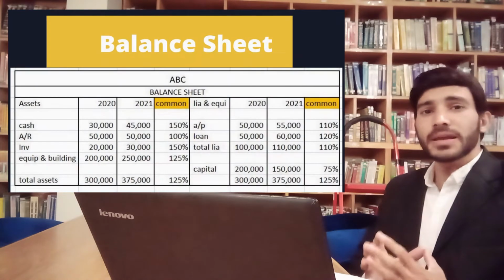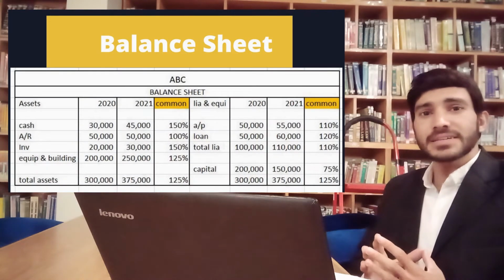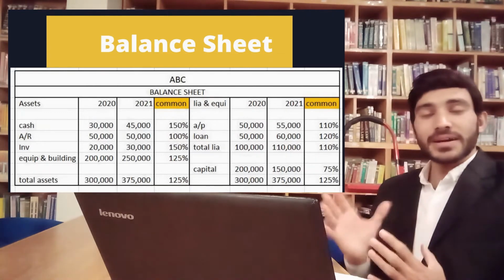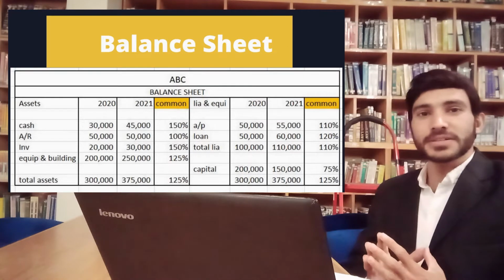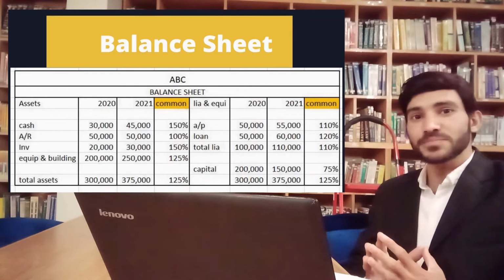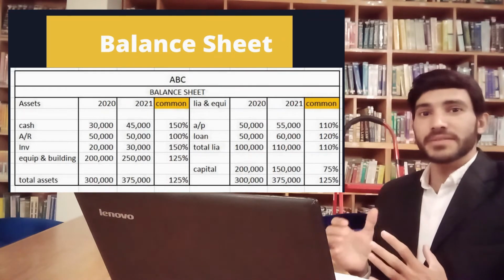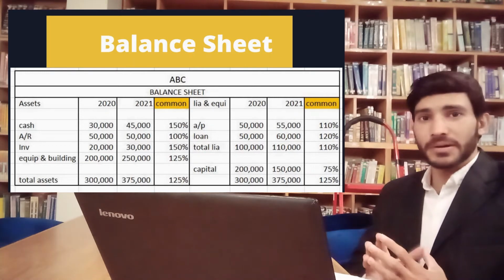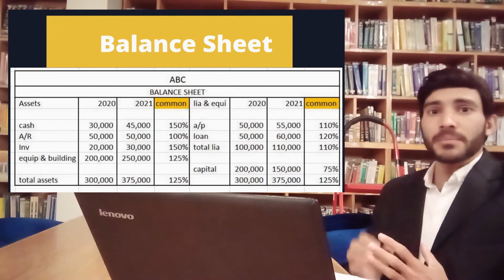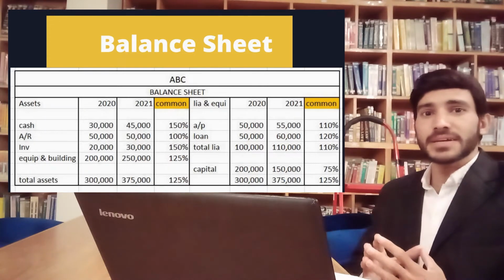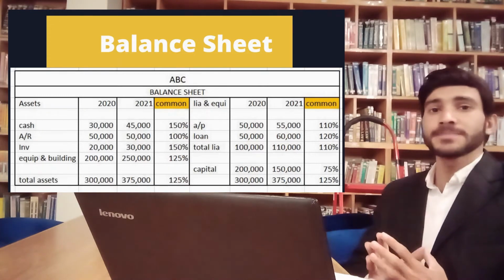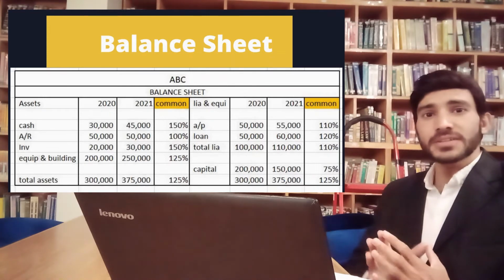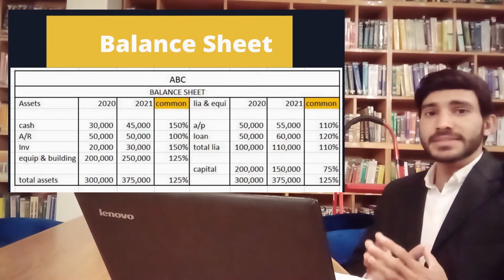a listing of a company's valuable resources and a listing of where the company has bought those resources from. So there are two ways to buy resources. One is when the owner brings his private savings into the business. The second way is when we borrow a loan or we make purchases on credit.